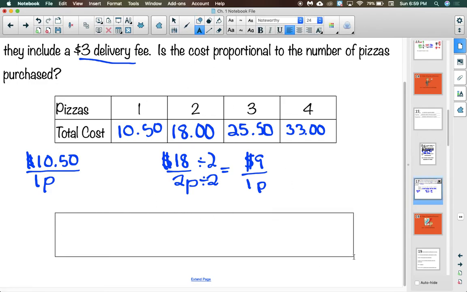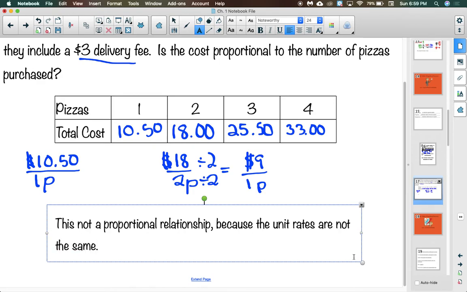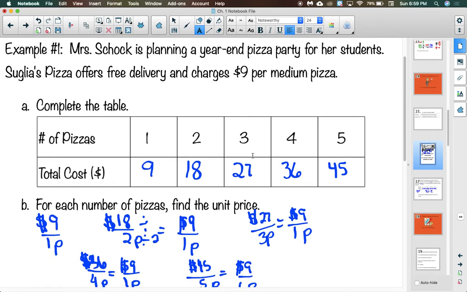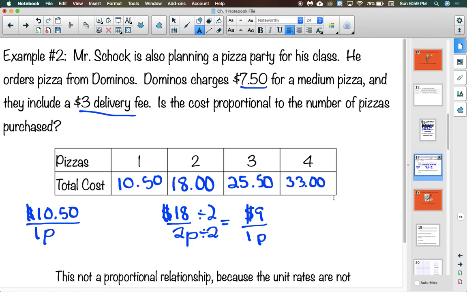So that's exactly what I'm going to write. This is not a proportional relationship because the unit rates are not the same. And that's it. It's much easier to prove that a relationship is not proportional than it is to prove that a relationship is proportional, because we have to show every single unit price is the same to make it proportional. But as soon as you find two that are not equal, like we had here in example 2, you can stop and say, well, we're good. Not proportional. The unit rates are not the same.